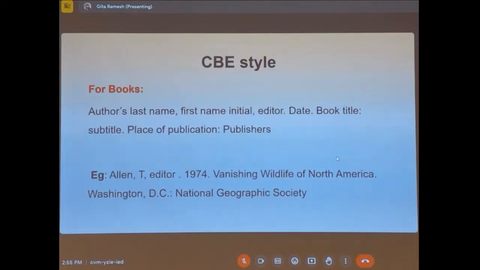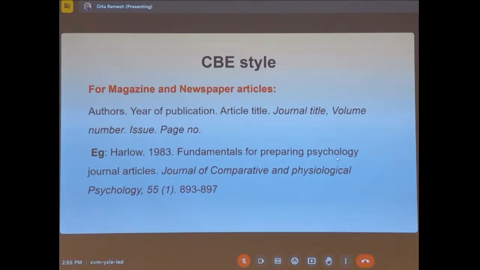The CBE style, if you are using it for books, is the way you will write, which is similar to the APA style I told you about. This is the CBE style, where you will write for magazines and newspaper articles.